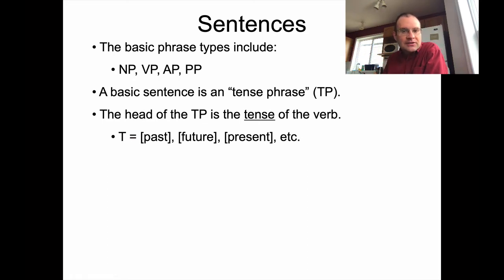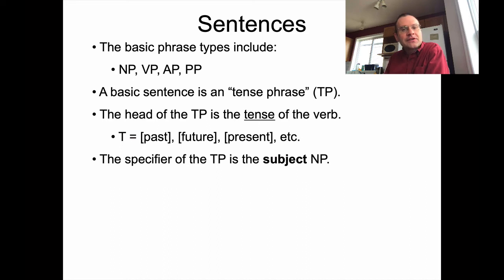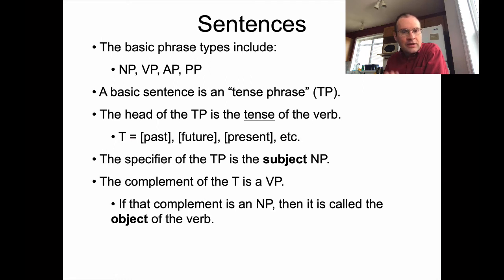So the head of the tense phrase is the tense of the verb. The specifier of the tense phrase is the subject noun phrase. I'll say a few more things about that. And then the complement of the tense head is a verb phrase. And then within that verb phrase, if you have a complement of the verb phrase being a noun phrase, it's called the object of a verb. So you may have heard these terms before. If you haven't, I'll walk you through them. But in a sentence, you often have a subject followed by a verb followed by an object. And we'll see how their structures kind of fit into this general pattern.